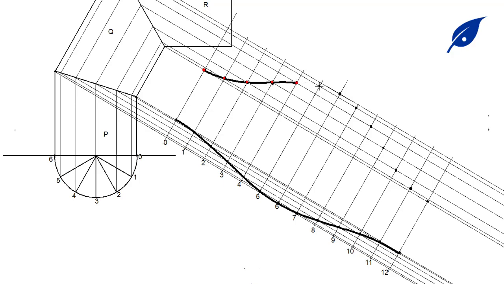Connect this and this point and this and this and this. Now get to the last point, then we draw this vertical line, this straight line here, we connect them, and here we have our development.